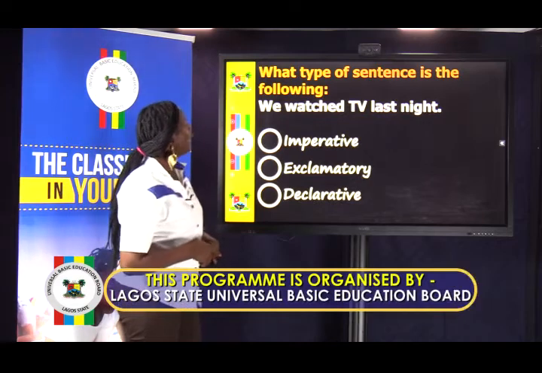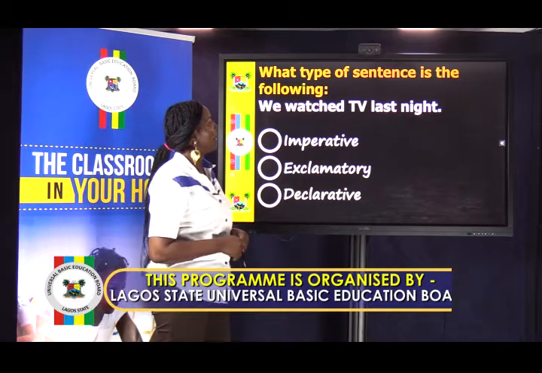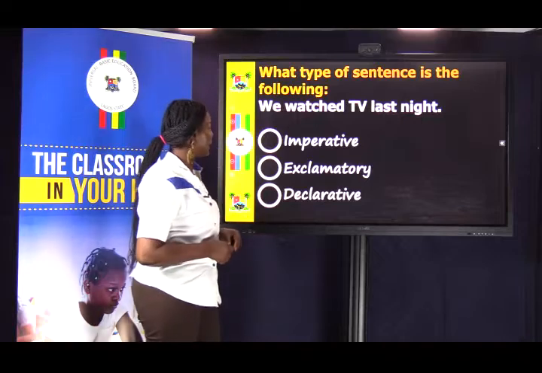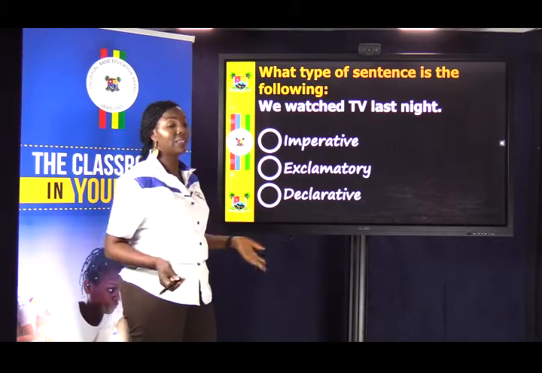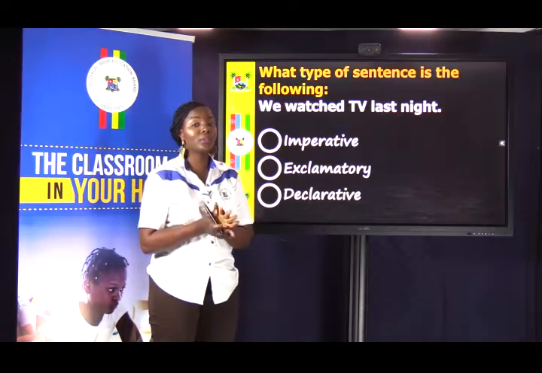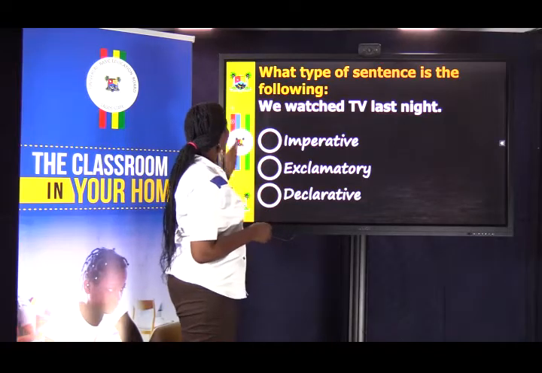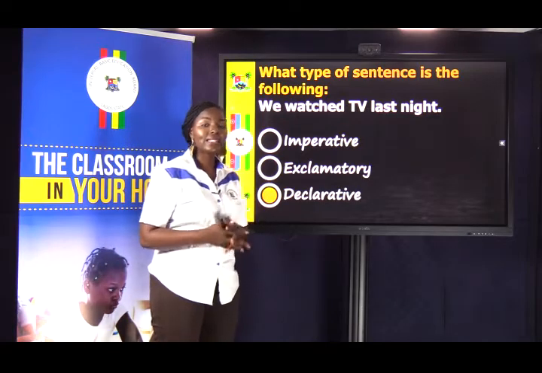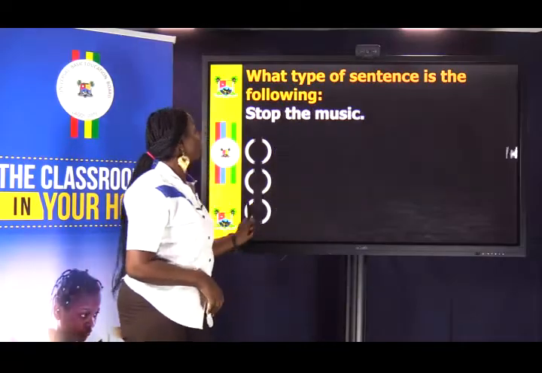Okay. What type of sentence is the following? The first one: we watched TV last night. Is it an imperative sentence? Is it exclamatory? Is it declarative? Types of sentences. Okay, believing you've chosen your answer, it is declarative because it is just a statement. A declarative sentence means a statement. Okay, we move to the next one.